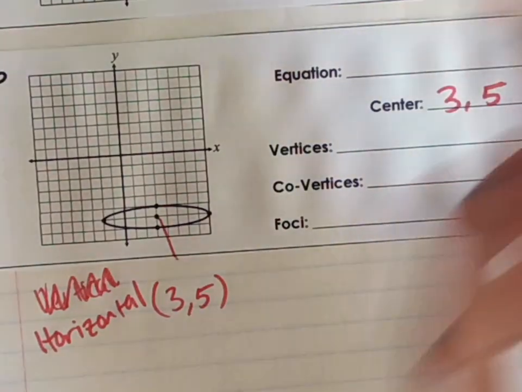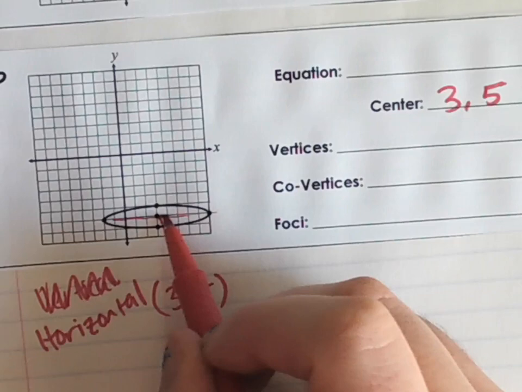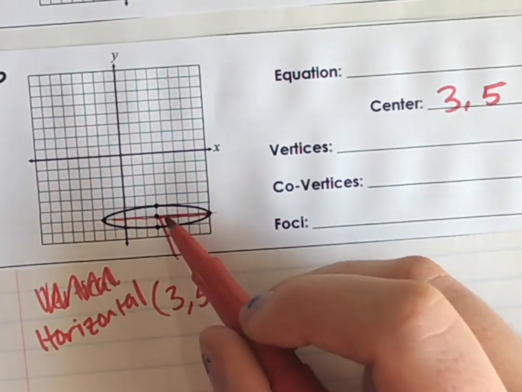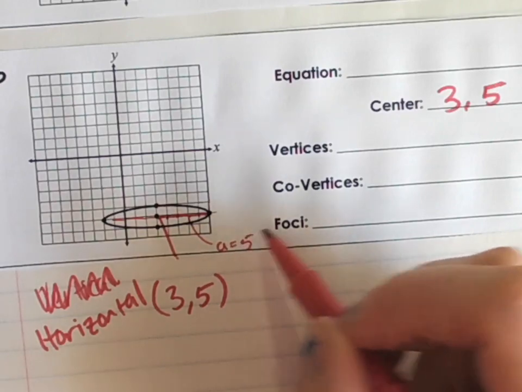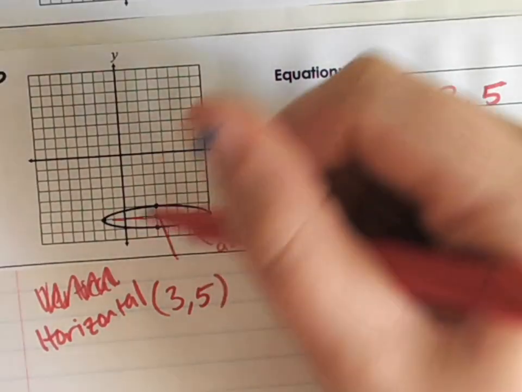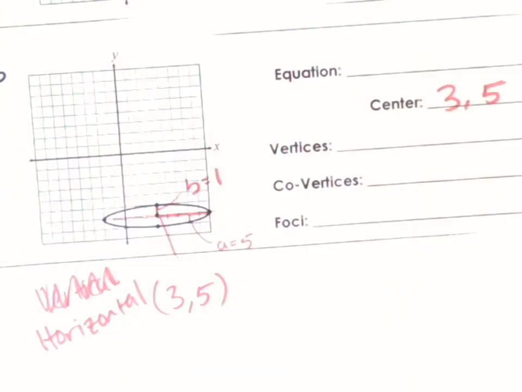We've got this major axis where that would be our A value, and it's going to be 1, 2, 3, 4, 5 units. And then our B value is going to be 1 unit.